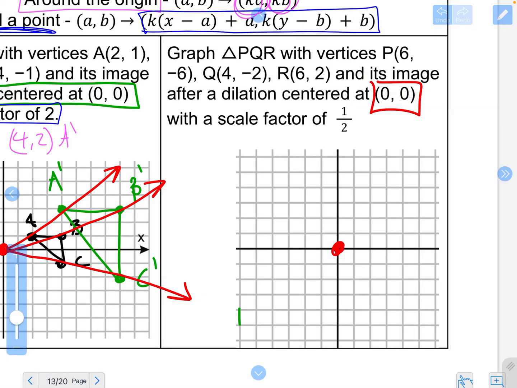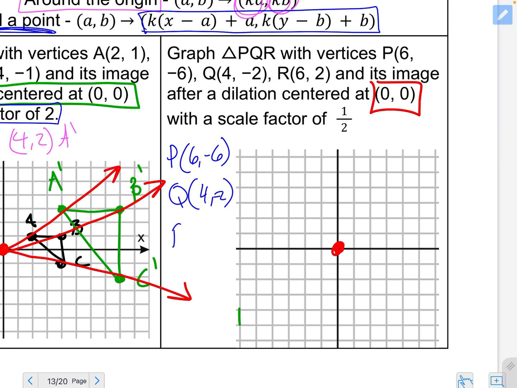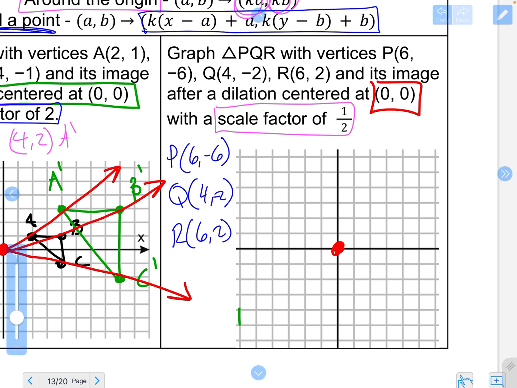We've got our vertices, which is P is 6, comma, negative 6. Q is 4, negative 2. R is 6, 2. And our scale factor, or our K, is 1/2. Multiplying by 1/2 is the same as dividing by 2. So 6 over 2 is going to get me 3. Negative 6 over 2 is going to get me negative 3 for P prime.